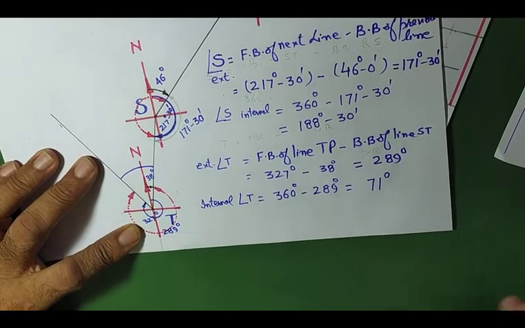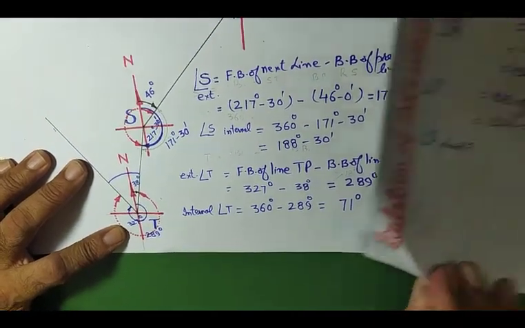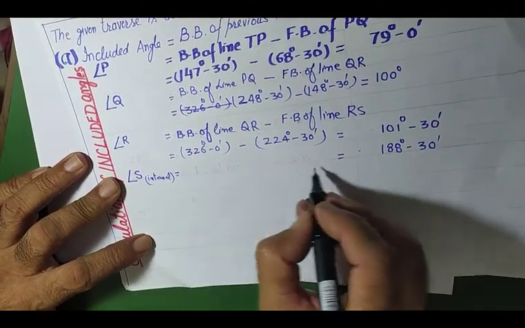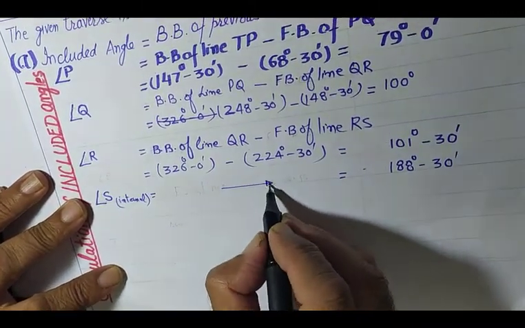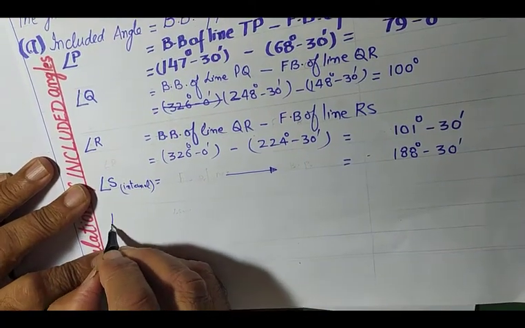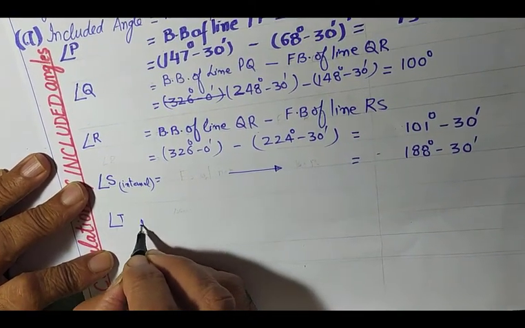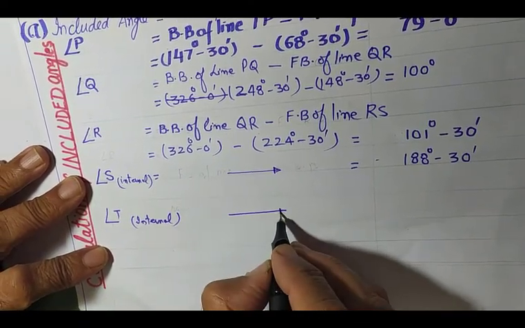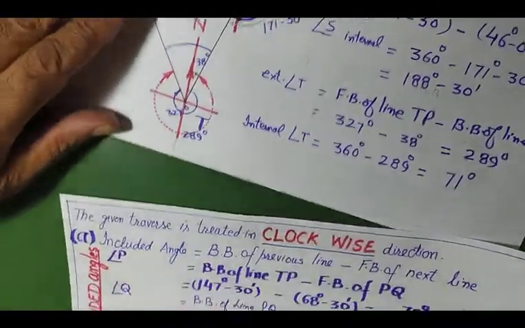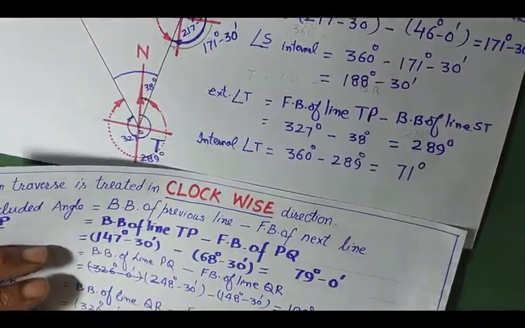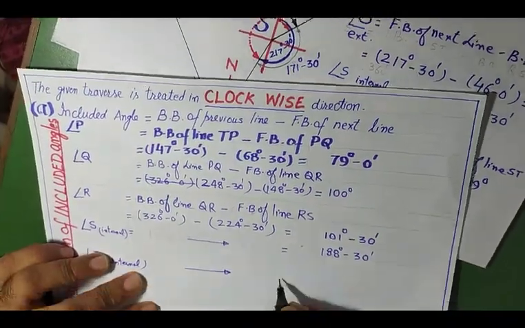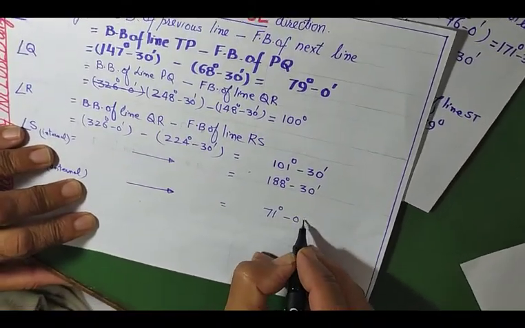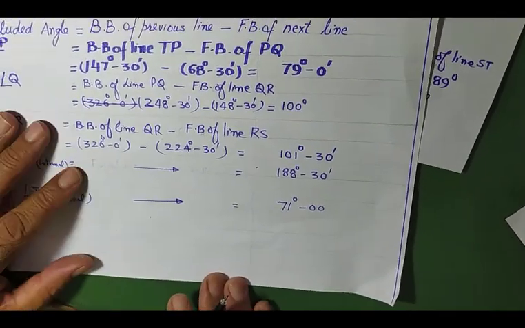So here we have calculated all the angles P, Q, R, S, and I can write down here again, angle S as calculated as shown here. Then similarly angle T internal. Its demo I have given separately on this sketch. So I can write its value, this comes to be 71 degree 00 minute. Okay, then there is a check for the internal angles.